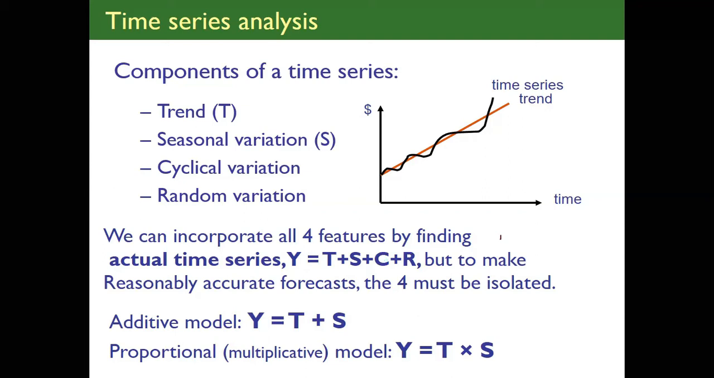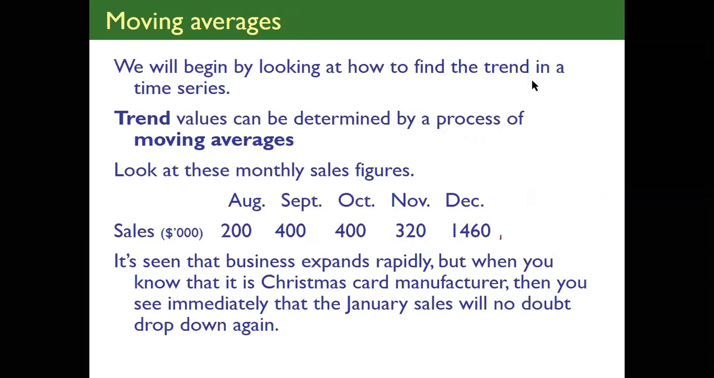It says that we will begin by looking at how to find the trend in a time series. Trend values can be determined by a process of moving average. I will explain the concept of moving average on an Excel sheet now. Just be patient, give me 2 minutes and let's see. Look at these monthly sales figures. You've got August, September, October, November, and December, and your sales are 200, 400, 400, 320, and then suddenly 1460. Okay, that's a big jump.